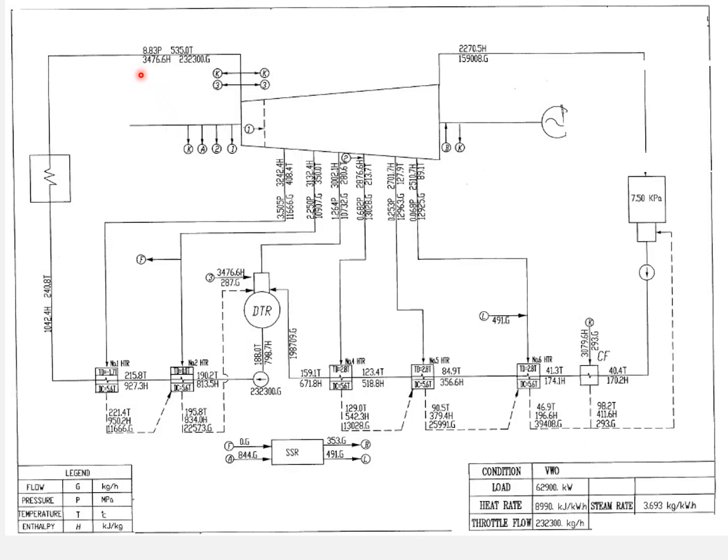So you can see the enthalpy is 3,476, but the given load is 62,900 kilowatts.